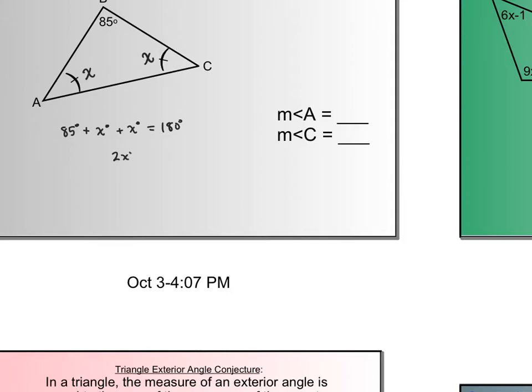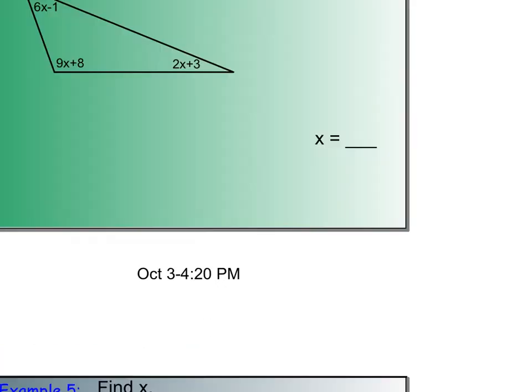Therefore, 2x plus 85 equals 180. Subtracting 85, I get that 2x is equal to 95. And if I divide by 2, I should get 47.5 degrees for each angle. So since both angles have the same measure, I can just assume that their measure is equivalent to X. All right, let's look at another example.